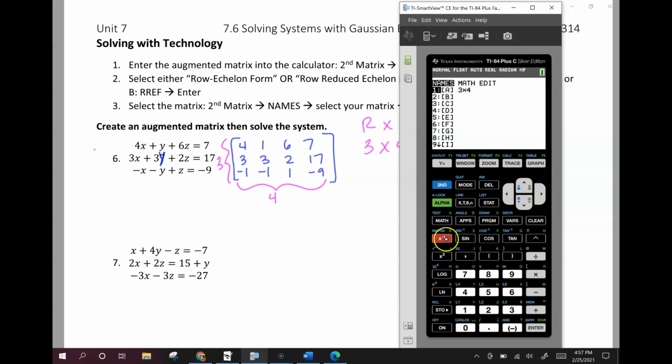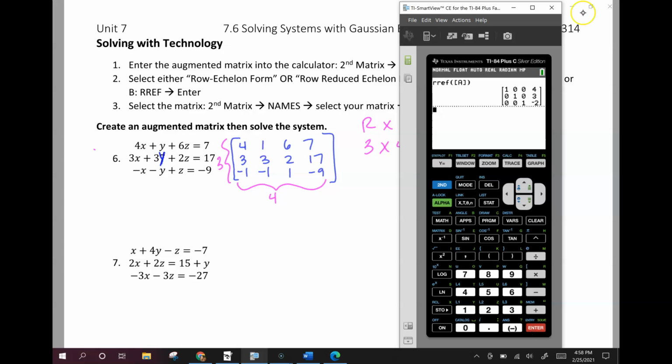So hit second matrix, which is x to the negative 1 there again. Go over to math. So the first time we went to edit, the second time we're going to math. Scroll up because what we're trying to get is near the bottom. Okay, and then you see B, which says RREF. That is going to give you row reduced echelon form. If you did A, that would give you just row echelon form. Hit second matrix a third time and just grab that matrix. We entered our matrix in matrix A, so we're going to use that one. And there's your matrix in row reduced echelon form.